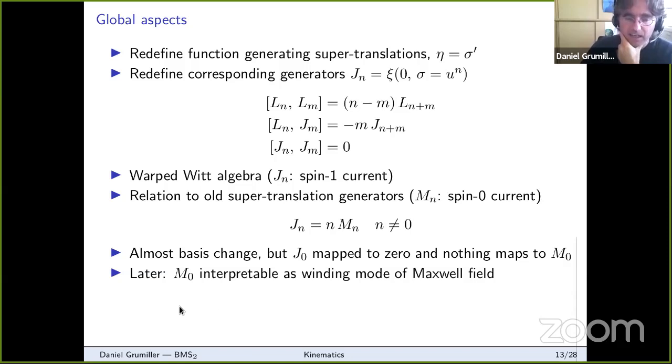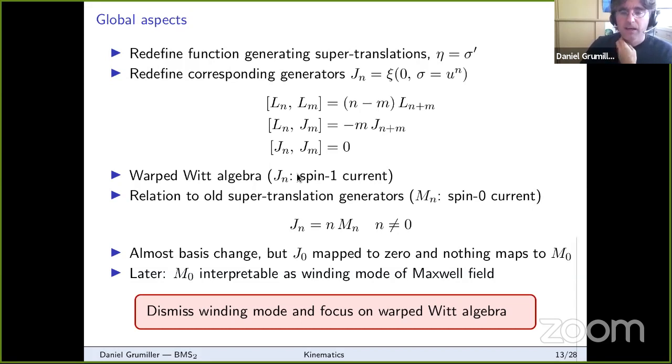And as we'll see later, M_0 is interpretable as a winding mode of the Maxwell field. So when you have a relation like this, you have to make up your mind. If you introduce Fourier modes, either eta has no zero mode, because it's given by the derivative of something, or sigma is not a periodic function, but only quasi-periodic. So depending on which perspective you take, you either get naturally the BMS2 basis or this warped Witt algebra basis. Now, in my talk, I'm going to dismiss the winding mode and focus on the warped Witt algebra. But up to this issue of zero modes, it's equivalent to the BMS2 algebra.